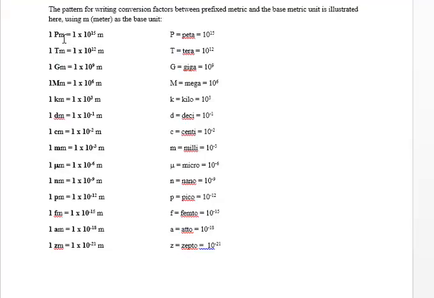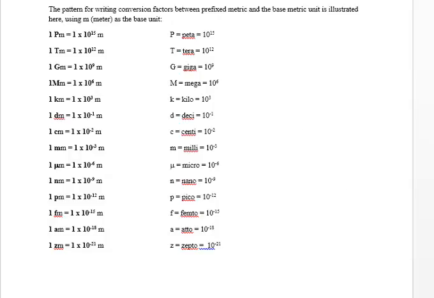We can see how I've written them out for the metric prefixes from peta, capital P, all the way down to zepto, which is lowercase z. Now these are for between the prefixed units and the base unit of meter. However, what I strive to show you in this is that the way that the conversion factor is written is the same no matter what the base unit is. So I have 3 different base units that I use.